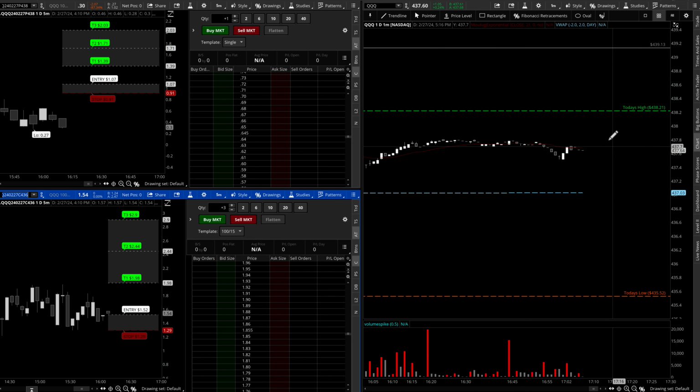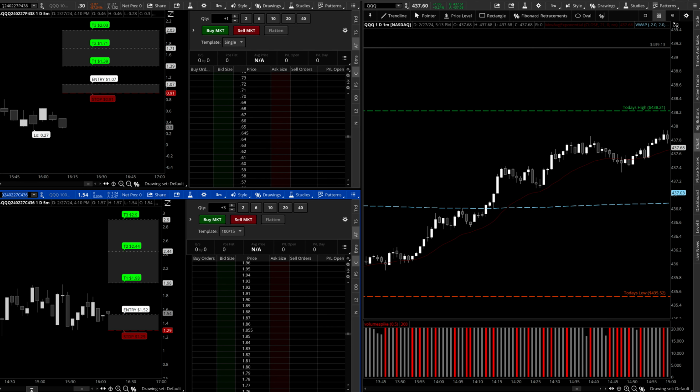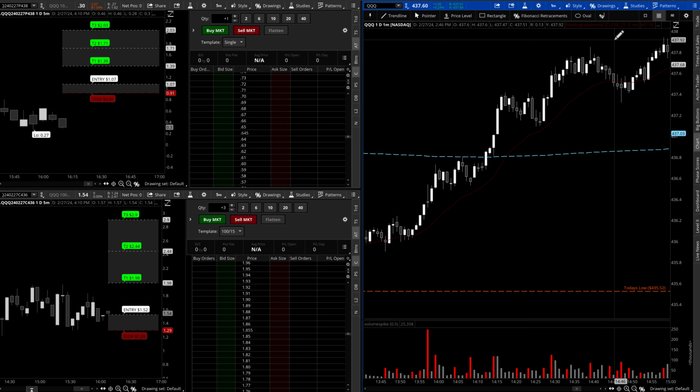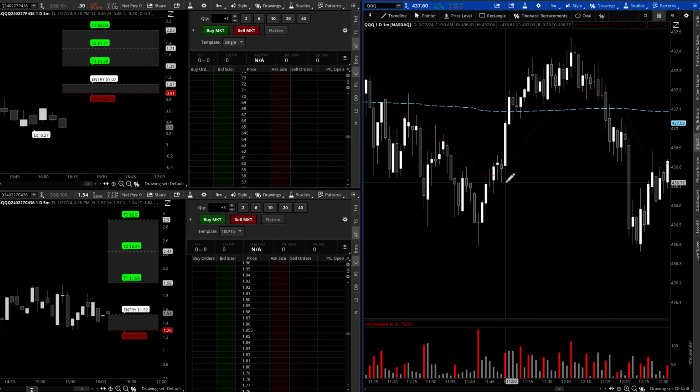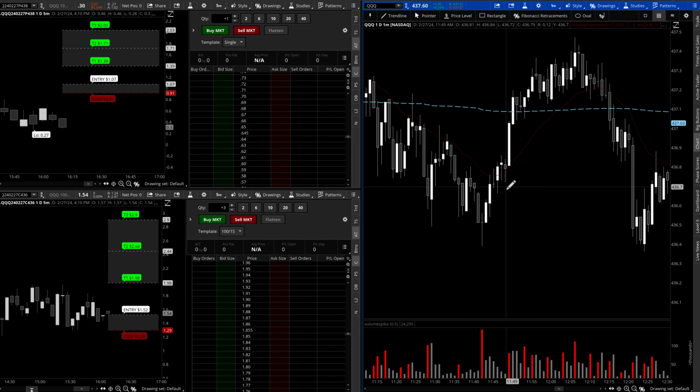Then I'll watch it. If it gets here, I'm wanting to see some sort of volume confirmation along with a candlestick pattern. Let me go back to yesterday's price action. Maybe I can find something here. Okay, here's a pretty good one here. That would have been a great call entry.